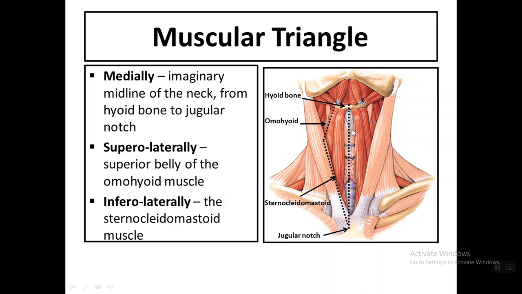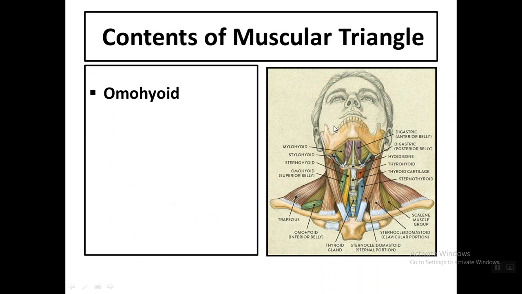At the midline, we can see that this is the larynx, and this is the thyroid gland, and this is the trachea. These are among the contents of the muscular triangle that lie deep to these muscles. What are the contents of the muscular triangle from muscle? These are the omohyoid, and the sternohyoid, which extends from the sternum to the hyoid bone.